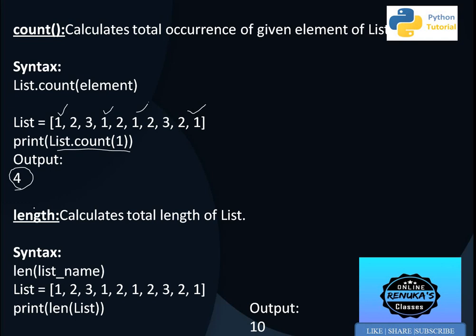Then comes length. Length gives the total length of the list. It will count how many elements are there in the list. In spite of the repetitions also, it will not consider them one, it will consider them as unique elements. So here 1, 2, 3, 4, 5, 6, 7, 8, 9 and 10. So when we say length of list, that will be 10. So this is how you can use the length method. Not with list.length, it can be used like len and in the brackets the list.